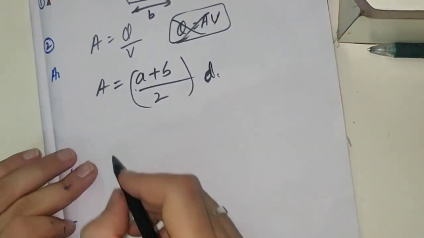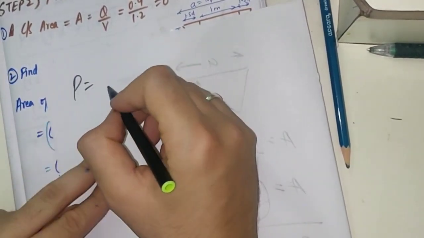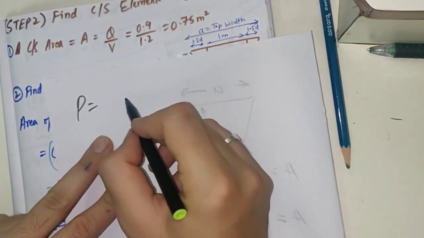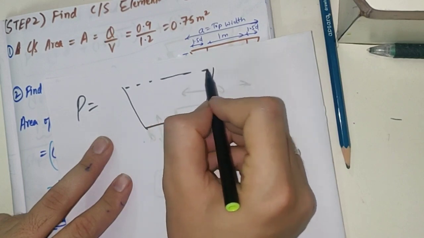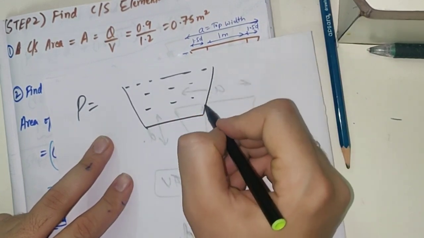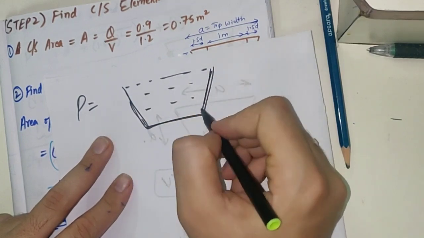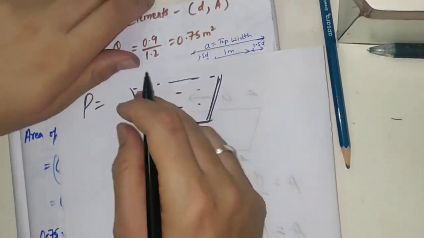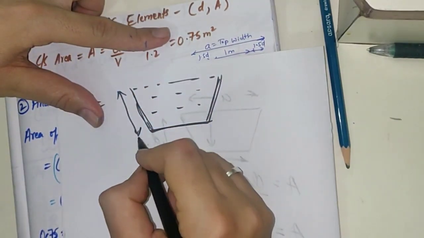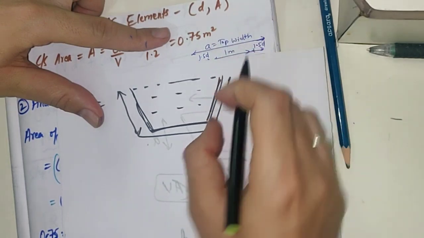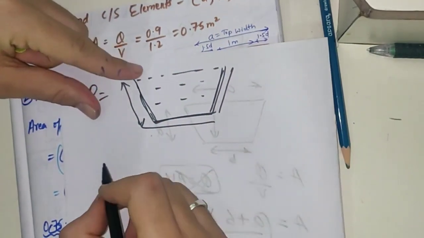Next, after finding out the depth, what you have to do is find out the wetted perimeter. What do you mean by wetted perimeter? There will be water here, so this amount of area that is exposed to the water, the amount that is touching the water, is called as this length plus this length plus this length. These three lengths together are called the wetted perimeter.